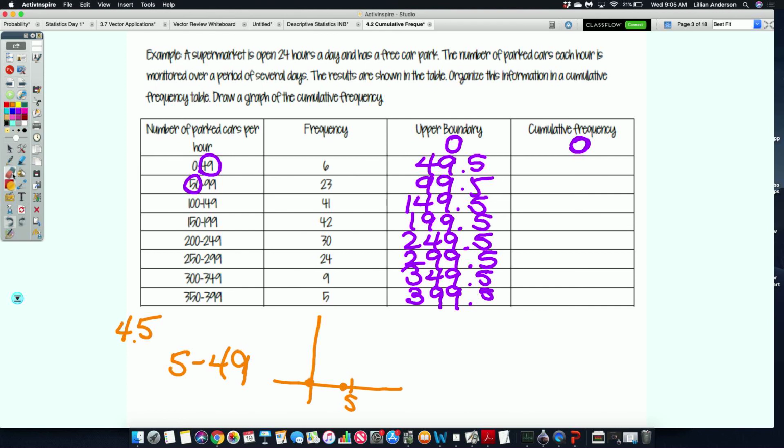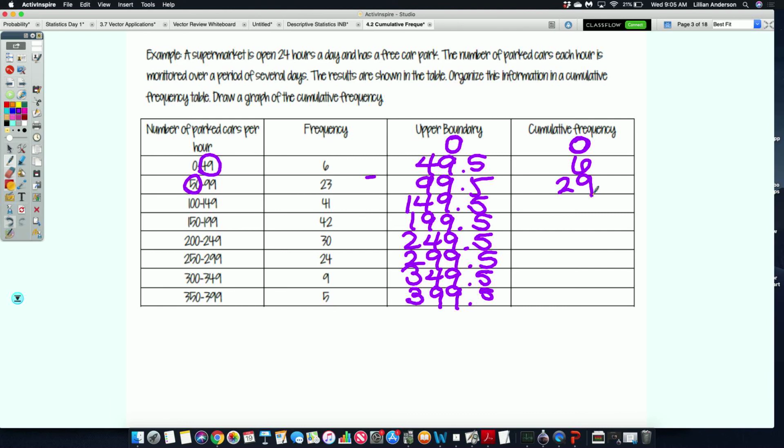All right, now for the cumulative frequency column in this table. Okay, cumulative. You are continuing to add your frequencies as you go along. If I'm starting at 0 and then I have 6 for the number of cars parked between 0 and 49, this becomes 6, and then I continue to add to get the next part of my cumulative frequency table. So I'll do 6 plus 23, which is 29. I'll continue to add from there.